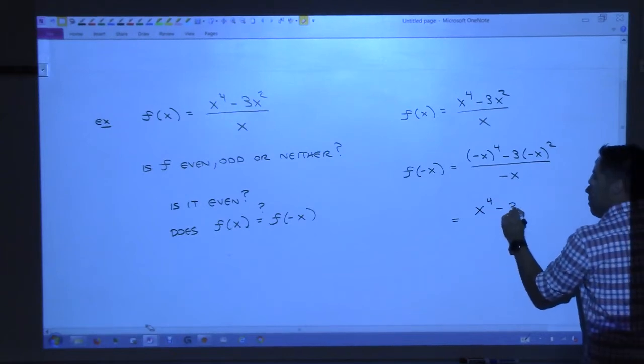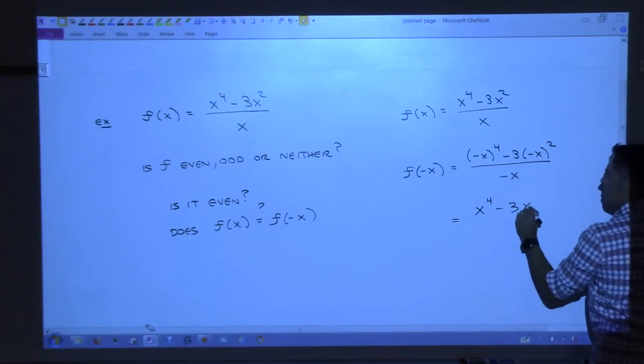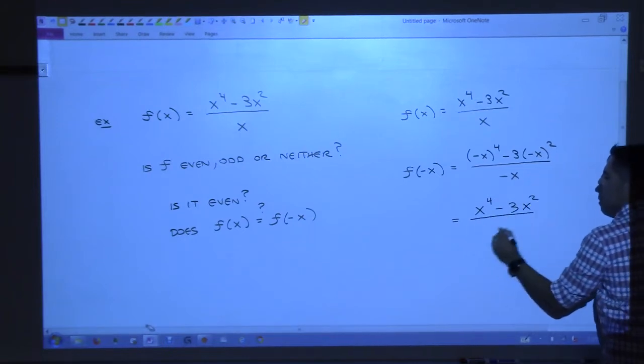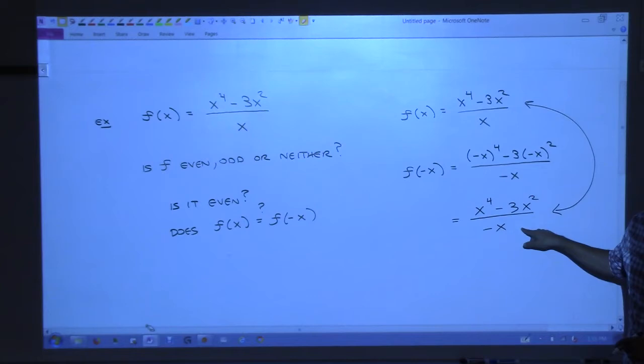Then I have minus 3. Then what happens if I square a negative? It's going to be positive, so that's x squared. And then over, what, negative x? See, I'm not squaring that, so it's just going to stay negative x. Are these the same? Well, the numerators are identical, aren't they? The numerators are, but the denominators are off by a sign. And so these are not the same, are they? So this is not even, right? Not even. Now, is it odd?